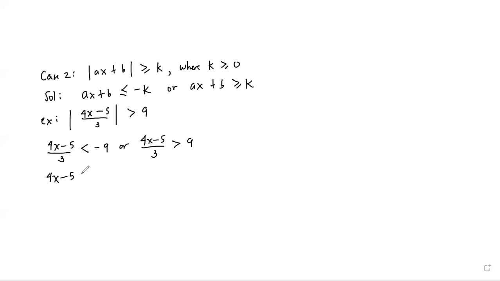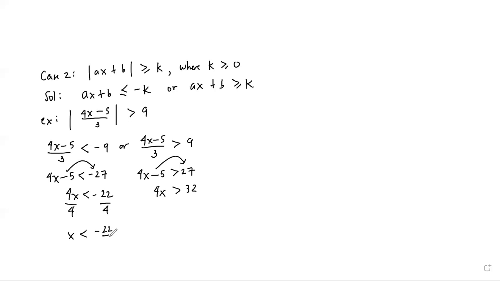So we get 4x − 5 is less than negative 27. And then for the second inequality, we get 4x − 5 is greater than 27. So transposing the constant negative 5, we get 4x is less than negative 27 plus 5, which is negative 22. And then for the second inequality, that will be 4x is greater than 27 plus 5, which is 32. And then dividing both sides by 4, we get x is less than negative 22 over 4. And then dividing both sides by 4, we get x is greater than 8.